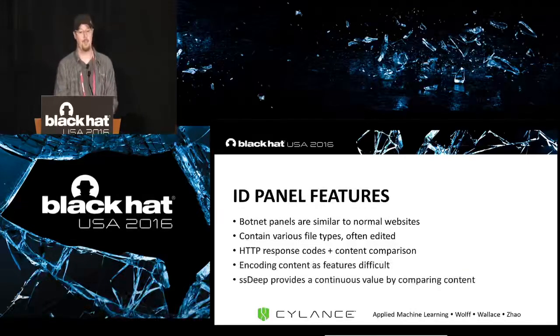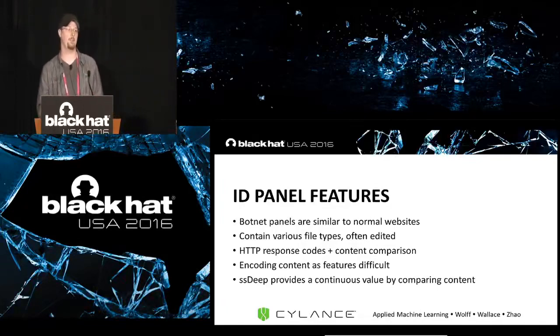So the features for ID panel are actually a bit different than most other projects I've worked on for machine learning. Essentially what we're looking for is a combination of HTTP response codes as well as comparing the content that's returned, because we want to be able to identify a result coming from a web request and combine it with the same response code for that same request. And encoding content can be difficult for these kinds of features because you don't want to store the content for everything that you've seen and then do the whole comparison.